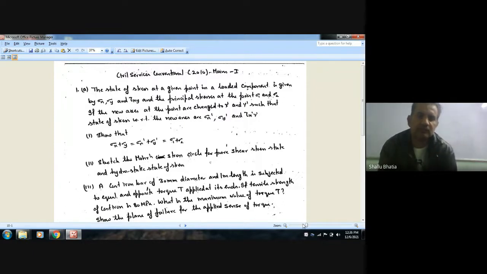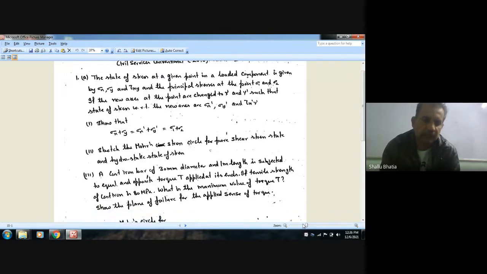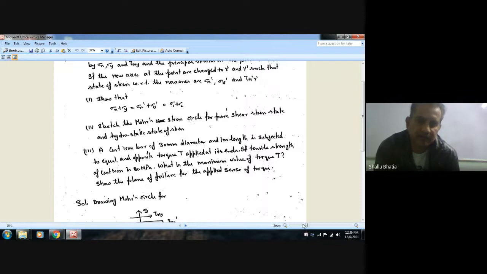Second, sketch the Mohr circle for pure shear stress state and hydrostatic state of stress. Third, a cast iron bar of 30 mm diameter and 1 meter length is subjected to equal and opposite torque T applied at its ends. If the tensile strength of the cast iron is 80 MPa, what is the maximum value of torque T? Show the plane of failure for the applied sense of torque.